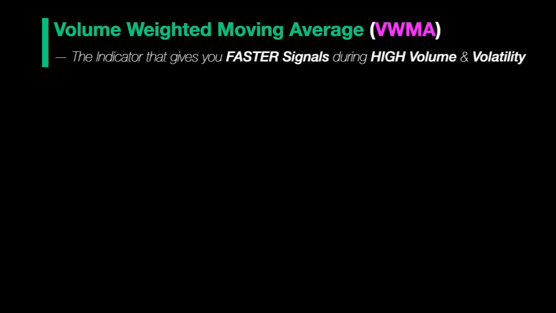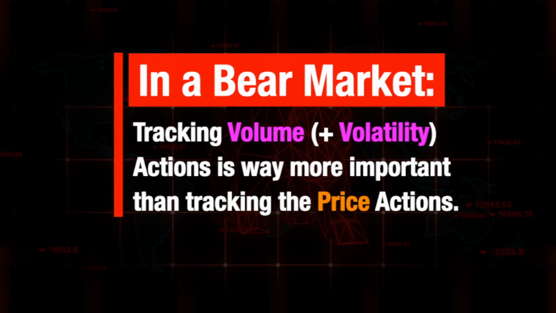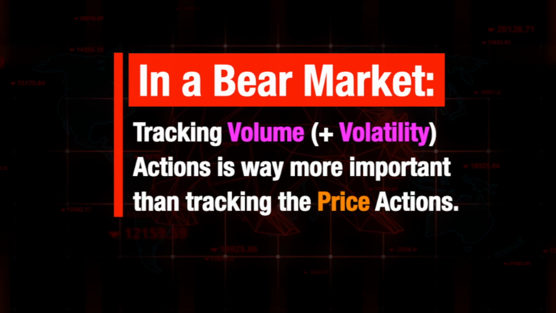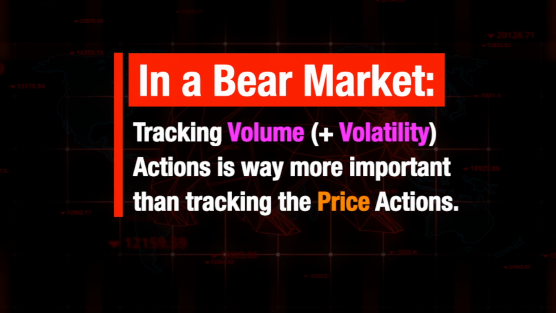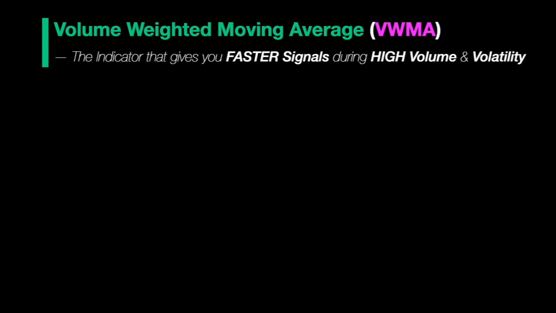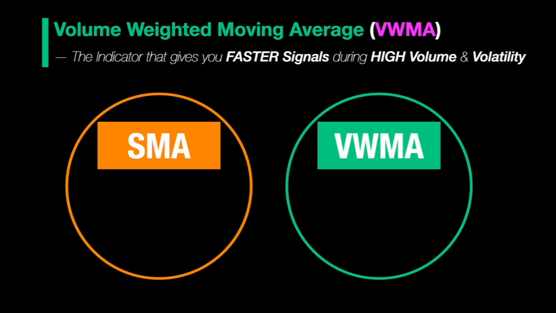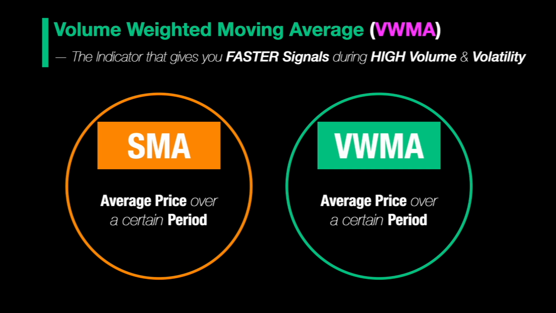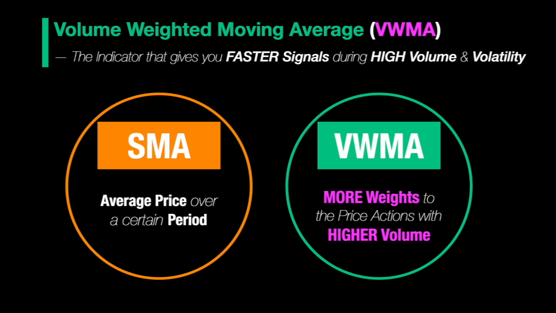The second indicator that you must have during the bear market is the volume-weighted moving average. As we mentioned earlier, when the market enters a bearish environment, volume and volatility will go up significantly, and that is exactly the perfect market condition for the volume-weighted moving average to shine. So what is the difference between the volume-weighted moving average and the simple moving average? Simply put, both of these moving averages are designed to calculate the historical average price over a certain time period. But a volume-weighted moving average will put more weight on those price actions with a higher volume.